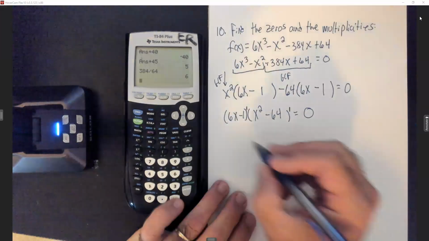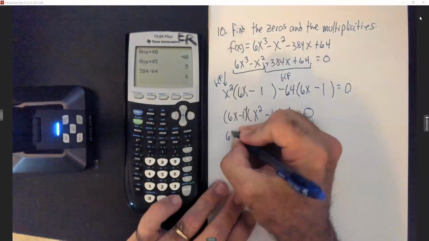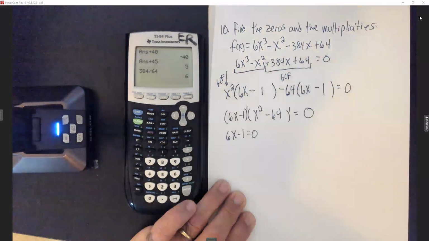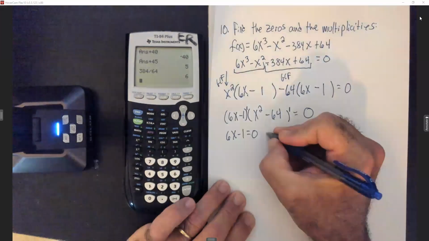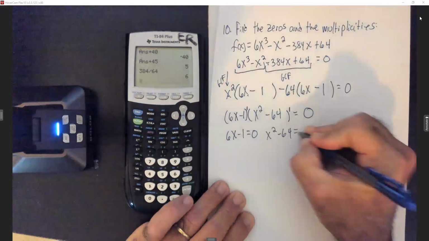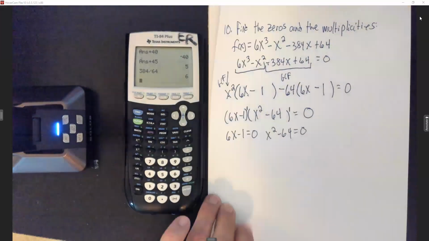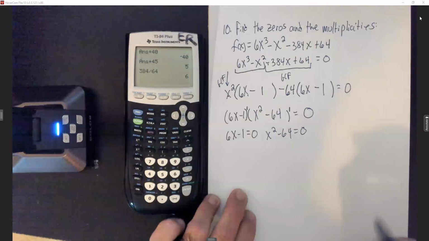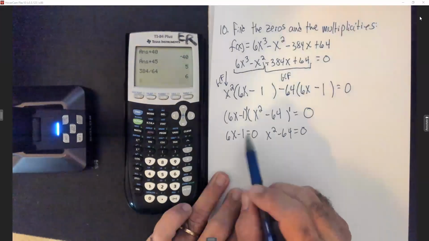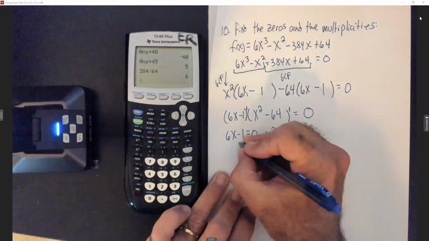So I'm going to set 6x minus 1 equal to 0. And then I'm going to set x squared minus 64 equal to 0. All right, the first one's got 2 moves. You're first going to add 1 to both sides.